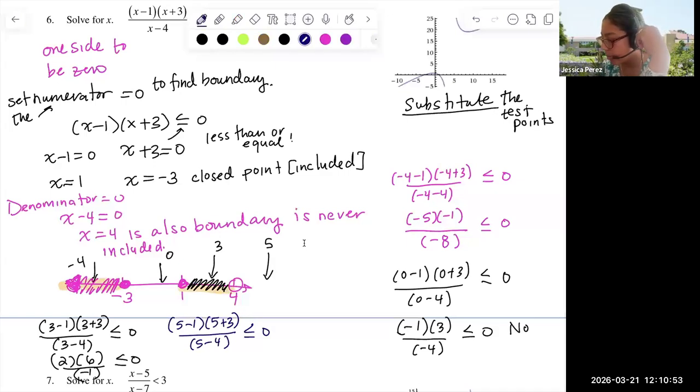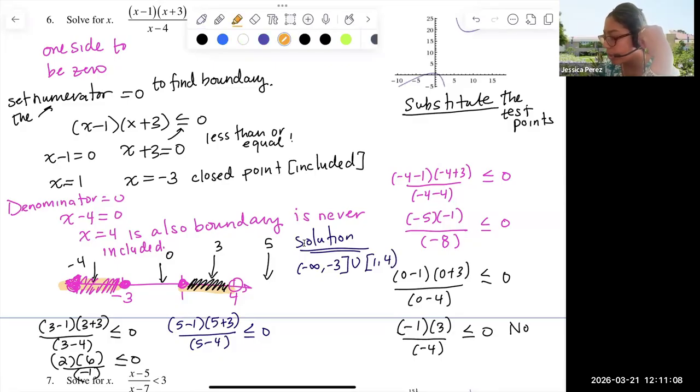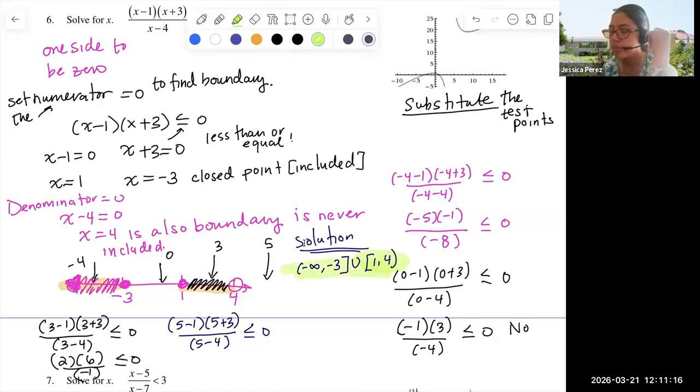And that answer, so my solution is going to be an interval from negative infinity to negative 3, including the boundary, union 1 to 4, where 4 is not included. See how 4 is not included here? So 4 is not included, but 1 and negative 3 are.